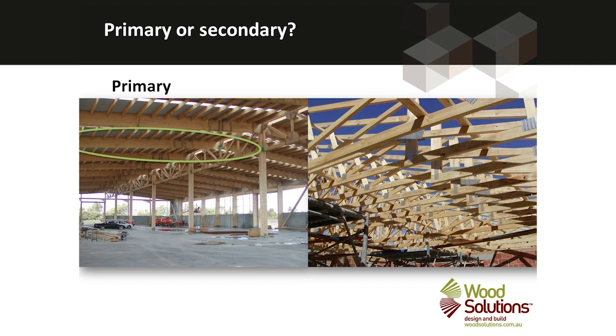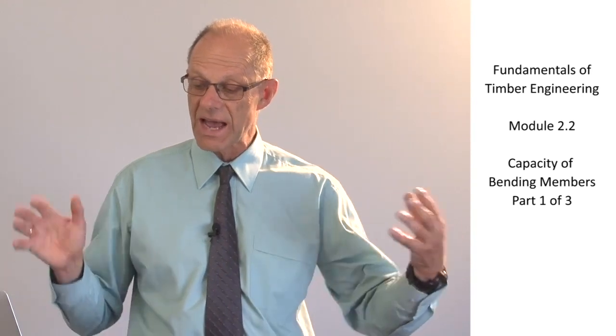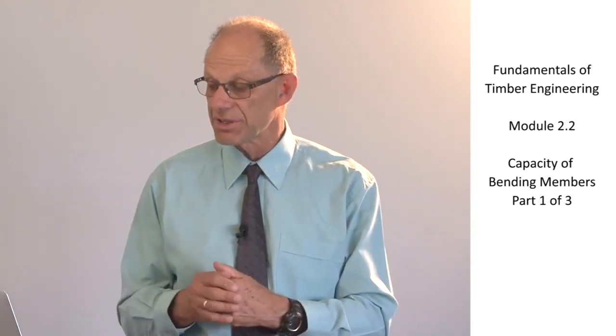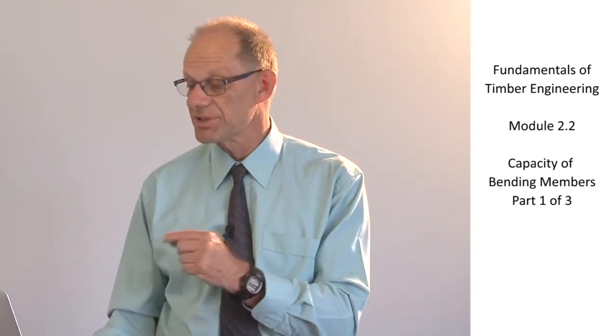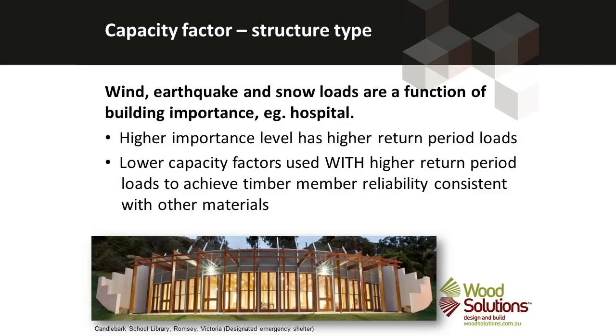If we think about the purlins themselves, and in the right-hand picture the trusses, there are lots of closely spaced trusses, each of which doesn't carry a huge amount of load on its own. So they are secondary members as well. So primary members: larger members without the ability to share. Secondary members: smaller members with the ability to share load to others. Finally, structure type.